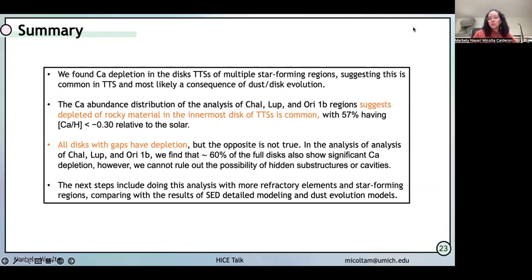But I think it's also very interesting to see if we can probe different radial drift prescriptions or viscosity descriptions. So that's further work in progress, comparing with dust evolution models. And the next step is hopefully more refractory elements, more star-forming regions, and starting to do a full detailed multi-wavelength view, including the SED modeling.